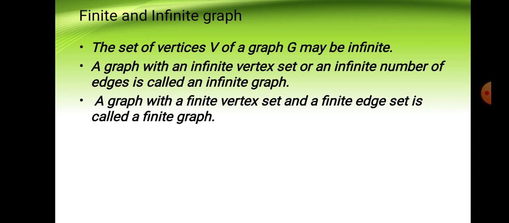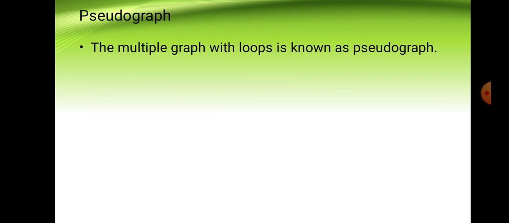Finite and infinite graph. The set of vertices V of a graph may be infinite or it may be finite. A graph with an infinite vertex set or an infinite number of edges is called an infinite graph. A graph with a finite vertex set and finite edges is known as a finite graph. Pseudograph. A multigraph with loops is known as a pseudograph.